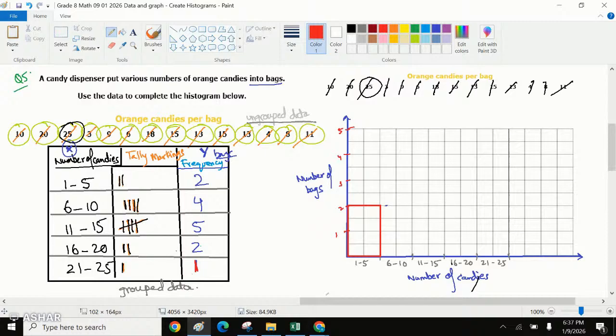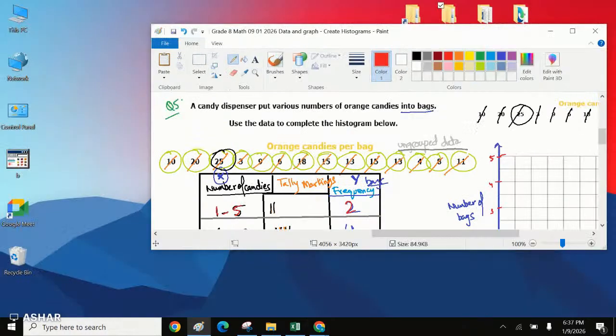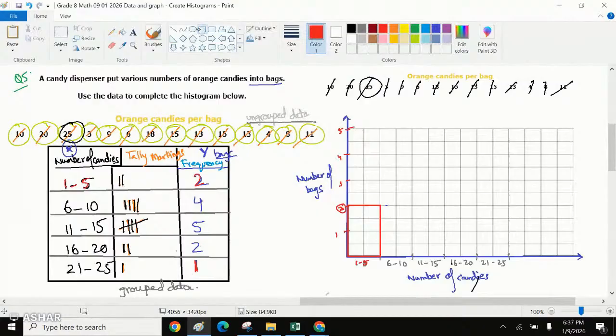Okay, so this becomes 2. The height is 2 because the range was between 1 to 5. So we look between 1 and 5 and the height was 2. That was the number of bags over here. Now let's look at 6 to 10. From 6 to 10 candies in a bag, there were 4 bags. So we make from 6 to 10 candies, there were 4 bags.